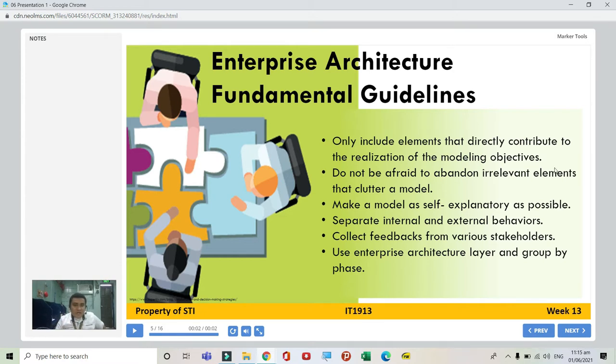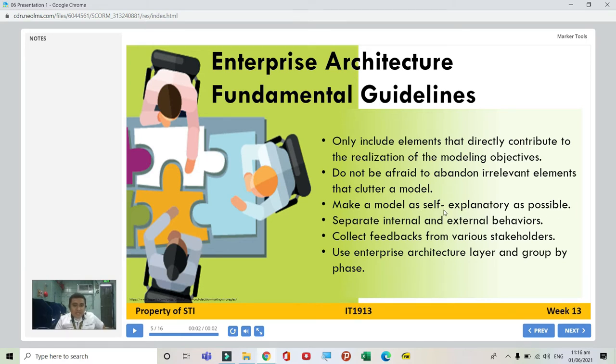Have it here. Do not be afraid to abandon irrelevant elements that clutter a model, diba? They always tell you, like in this one bitaw, in this guideline, you have this kind of minimalist standard. The less elements you have, the more relevant your model is. Like, the more na okay siya tanawon, kumbaga. And then you have it here. Make a model as self-explanatory as possible.